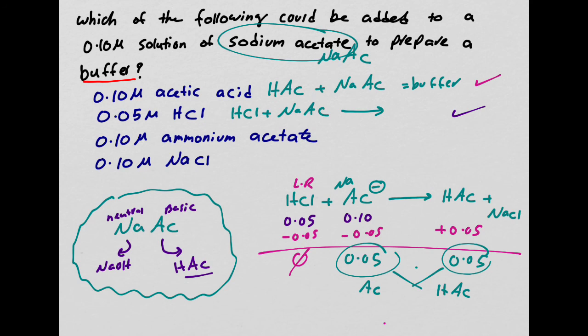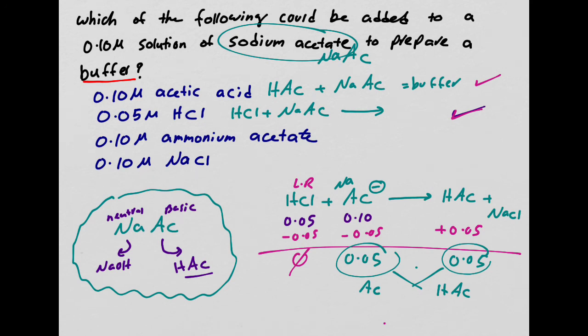Acid-base problem, one arrow. I have to do ICF. I have to do limiting reagent. Acid is my limiting reagent. So what I end up having is some of the acetate and acetic acid. I end up having a buffer pair. So yes, that could actually work too. It would not have worked if HCl was not the limiting reagent. Okay, let's go to the next one.